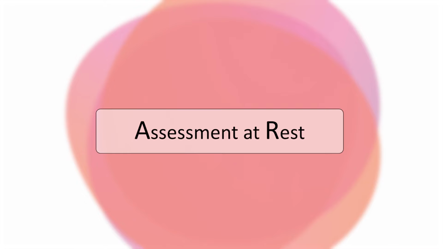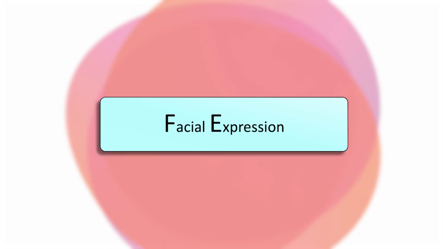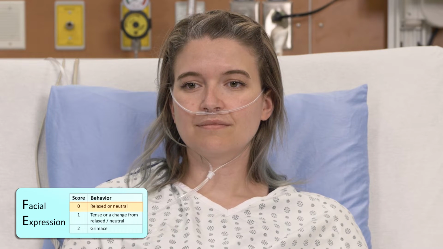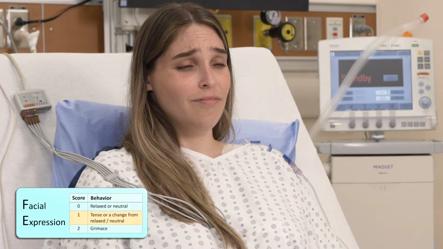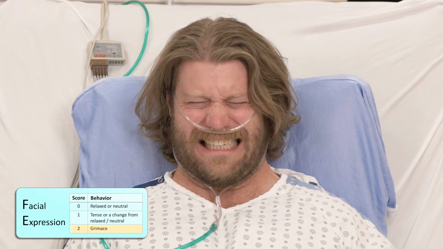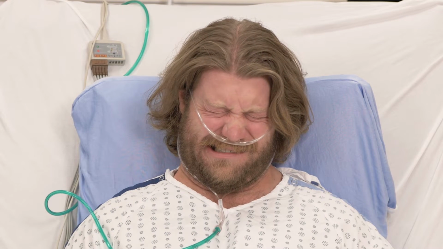Pain assessment at rest. Observe patient behavior at rest for at least 1 minute. Test muscle tension last to avoid stimulating pain-related behaviors. Begin by observing the patient's facial expression. A patient with a relaxed face receives a score of 0. A patient with a tense facial expression receives a score of 1. Full contraction of the face receives a score of 2.